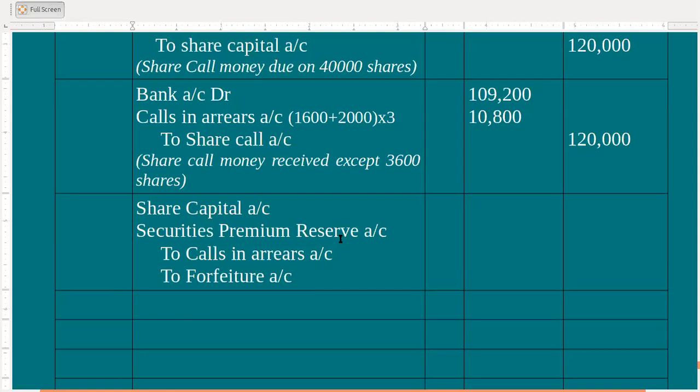Okay, now can you tell me the amount of share capital? How many shares are we going to forfeit? 3,600. Yeah, 3,600. Very good. And what is the face value of one share? Face value, that means excluding premium.